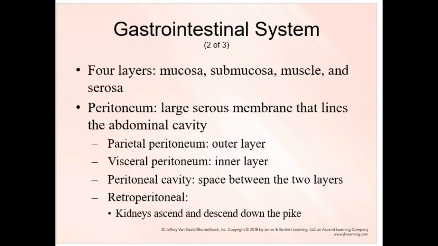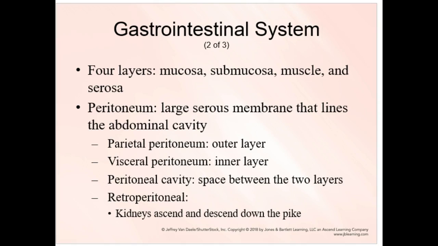So there's 4 layers that I had mentioned earlier. The mucosa, submucosa, muscle, and serosa. Remember that a mucosal lining is always open to the environment. So if I were to stick my finger down my throat, that surface is the mucosal surface. Submucosa, don't worry about it too much. It's just the layer under the mucosa.